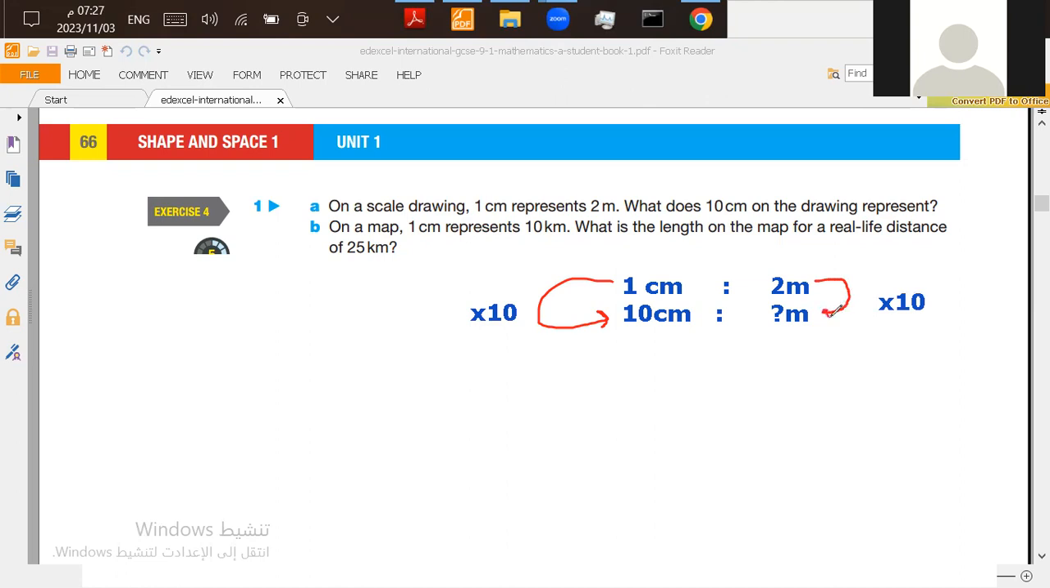Okay, so 1 centimeter became 10 centimeters. So 2 meters will become times 10, 20 meters. And this is the answer of question A. And this is what we call a scale drawing.